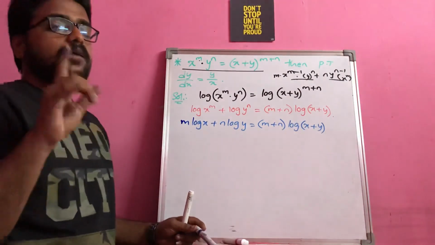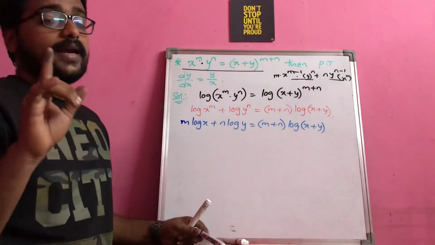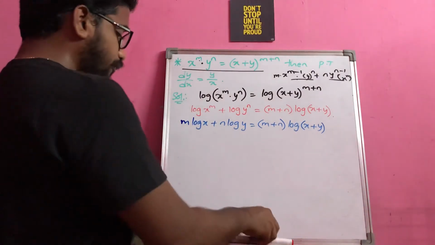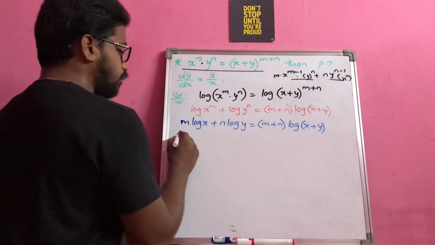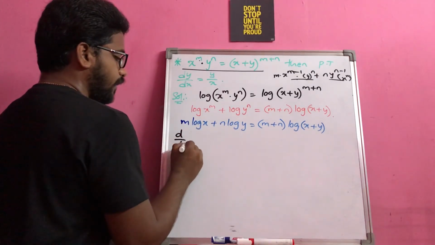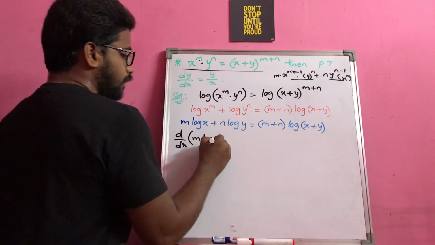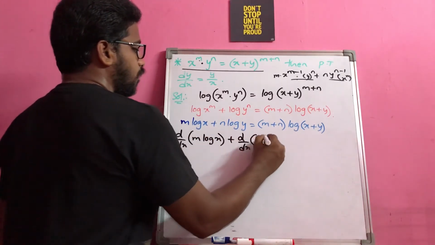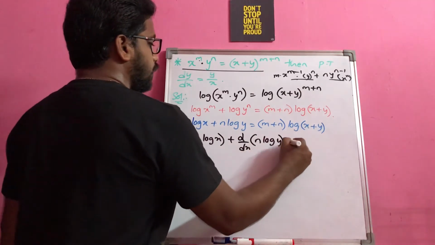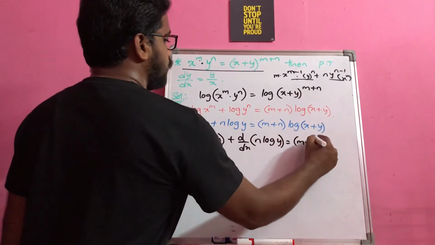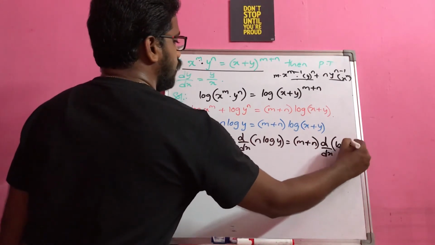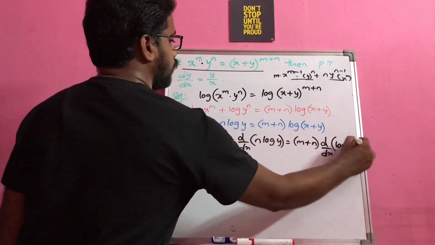Please remember, log won't be applicable for addition and subtraction, right? Now, if you apply the differentiation on both sides, d by dx of m log x plus d by dx of n log y. Here you can see this m plus n is a constant because there is no variable, into d by dx of log of x plus y.